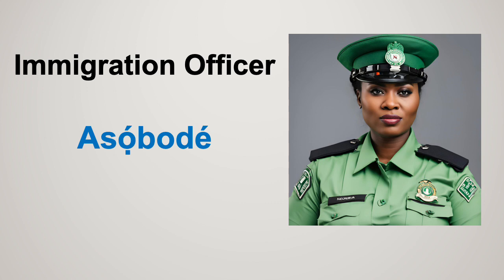So this term also describes what they do, and it consists of three different words put together. A plus so plus ibode. A is the person, so is to monitor, ibode is the word to describe the frontiers, the border, or the boundary, the post. So the person that monitors the frontier or the border is the asobode.